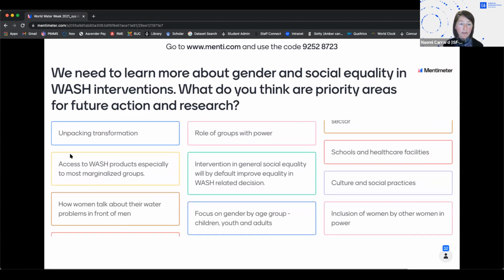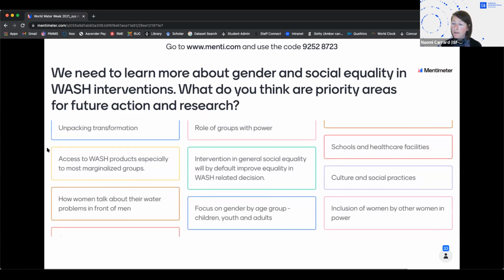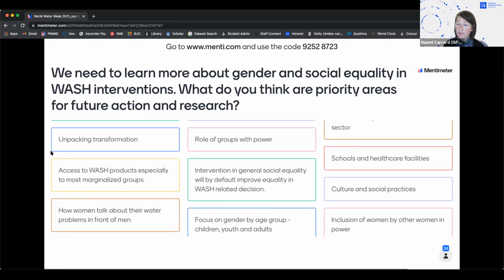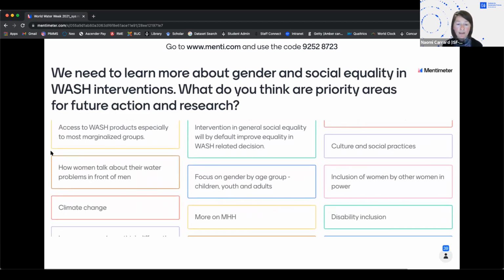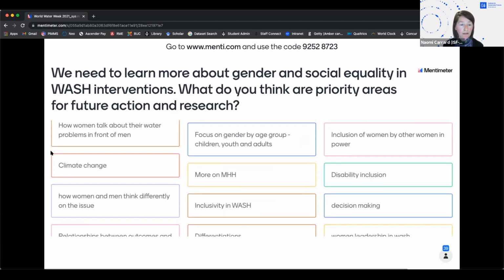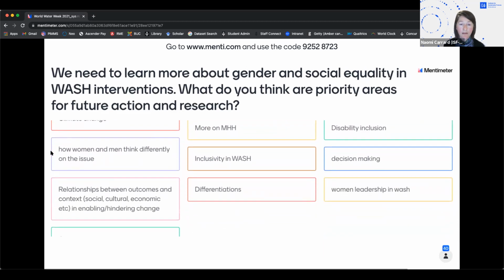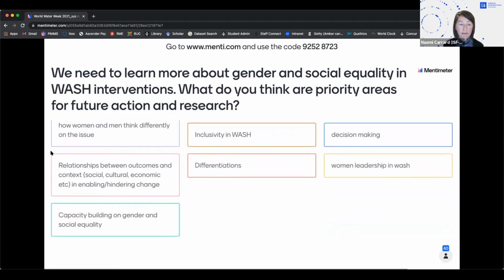Transformations coming through a few times. Inclusion of women by other women, so that idea of collective power and people enabling others. Role of groups, healthcare facilities, that definitely is a priority based on the data that this systematic review is finding. Women's leadership and capacity building on gender and social equality. So that's a great set. Thank you very much for that.